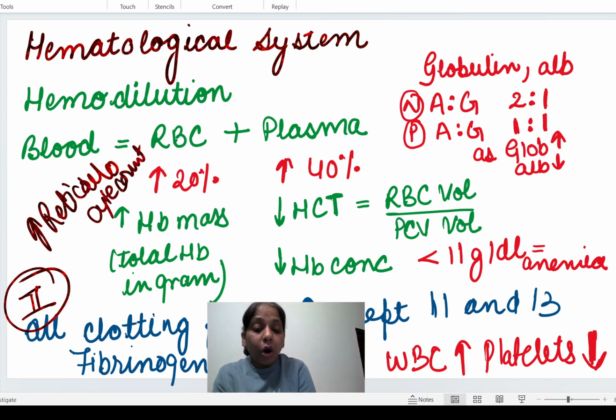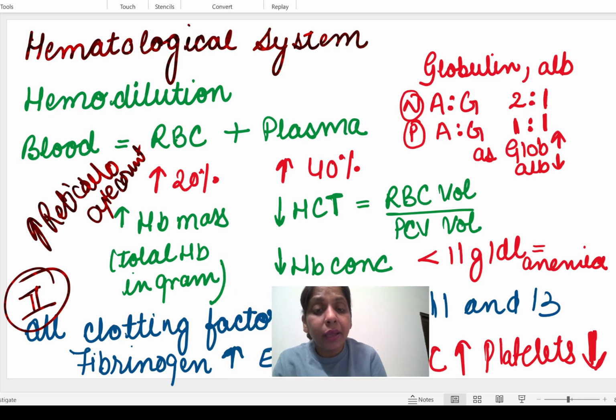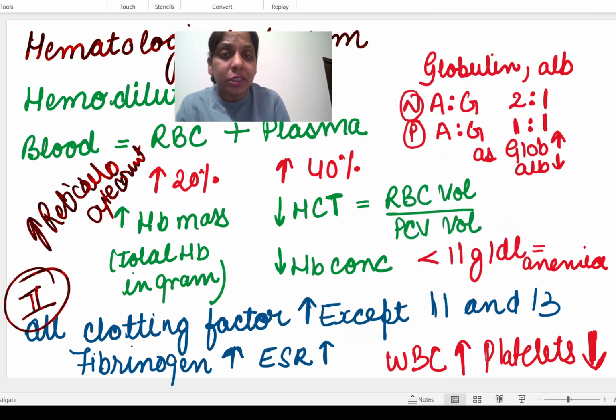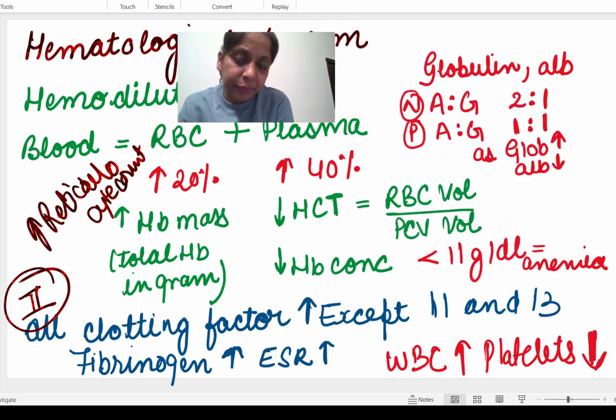Okay, all the clotting factors increase except 11 and 13. Many times this small line question has been asked. Please learn this line by heart. All the clotting factors, including fibrinogen, are increased except 11 and 13. It's very easy to learn 11 and 13, right?